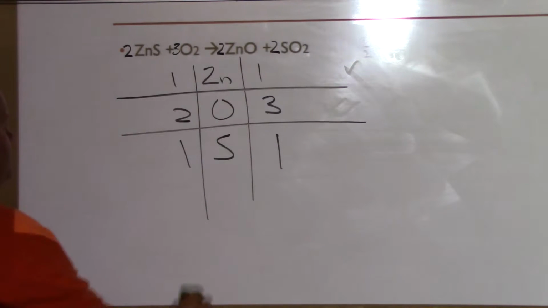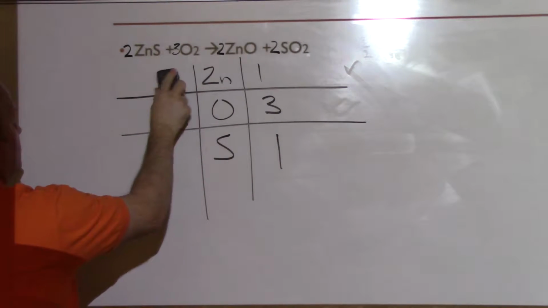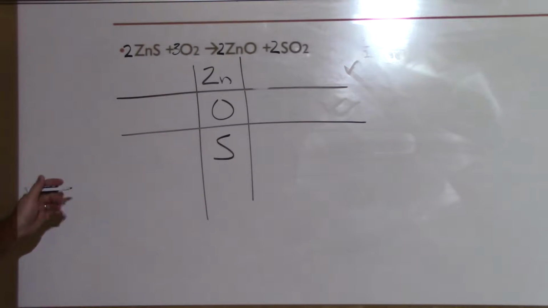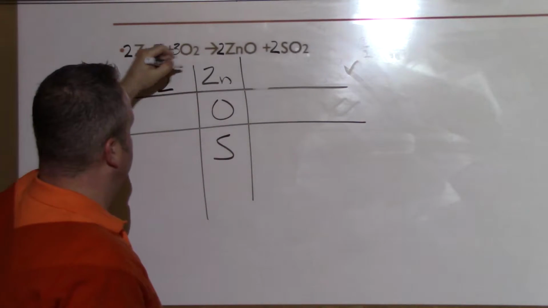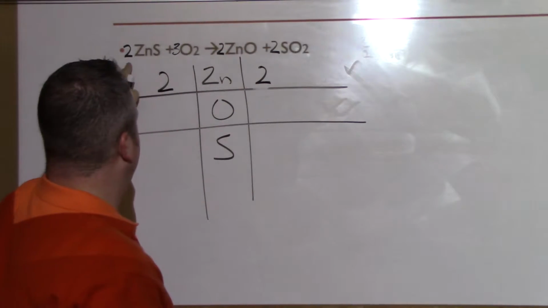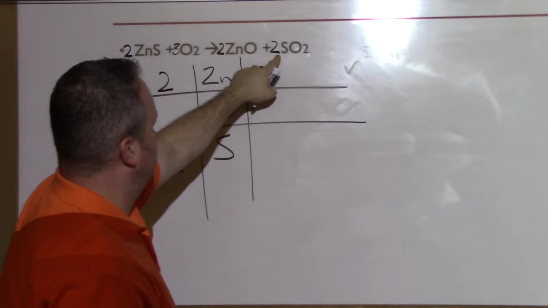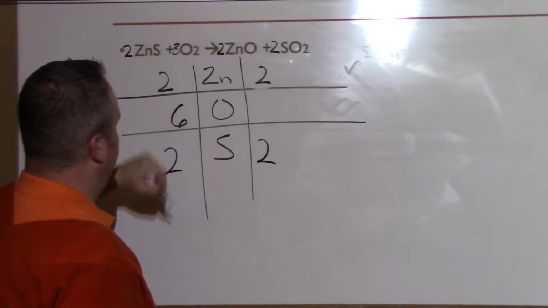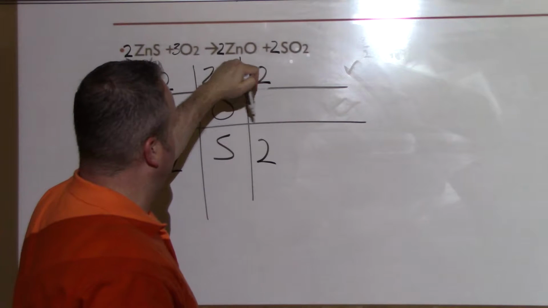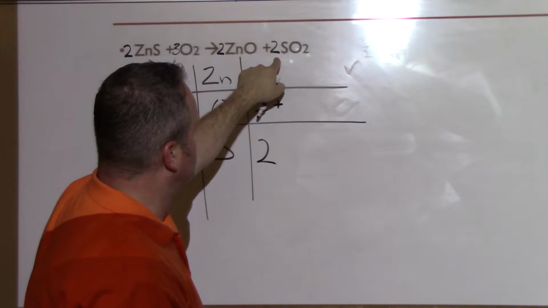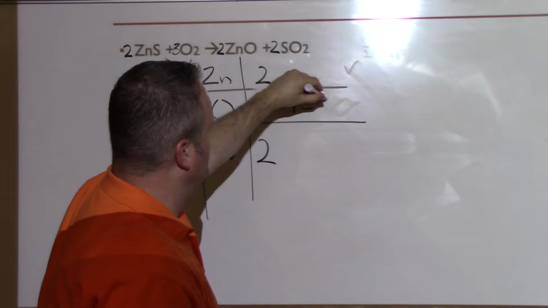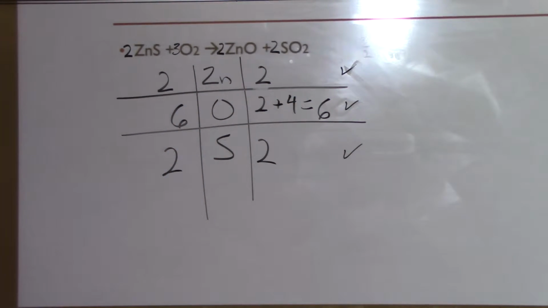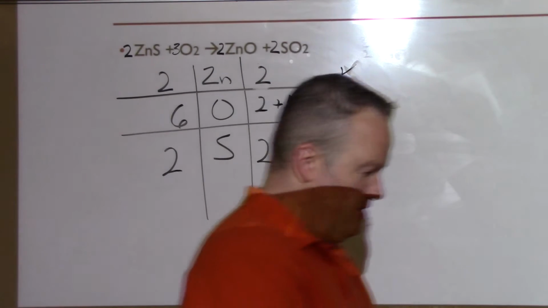So now let's look at our numbers again, and let's see what we have. So I have 2 zinc, 2 sulfur, 2 sulfur, I have 3 times 2, which is 6 oxygen, and then I have 2 oxygen plus 2 times 2, which is 4 more, which equals a total of 6. And so now you can see that all 3 elements are balanced.